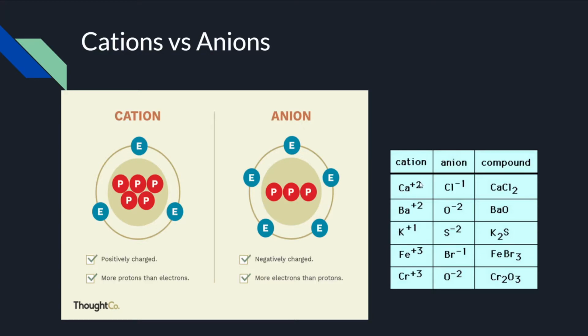And then here's just a couple examples. So with a cation, you're going to be losing electrons, or having fewer electrons, so it'll be a positive charge, and then an anion is going to have a negative charge. And then they're going to form compounds.